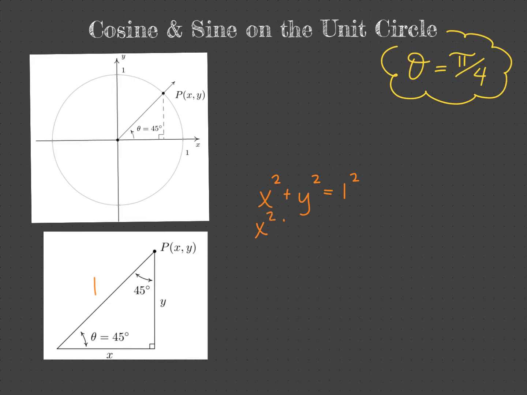Yes, we could call them both y if we wanted, or call them both a, whatever we want. I'm just going to use x instead. 1 squared is just 1. Combining like terms, I have 2x squared equals 1. Dividing by 2, I have x squared equals 1/2.